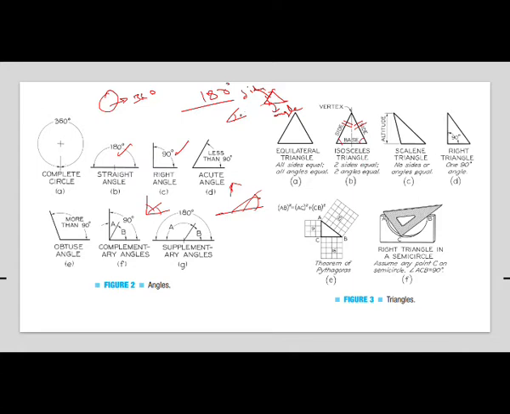A scalene triangle has no sides or angles equal. All sides are different and the angles are different also. That is called a scalene triangle.